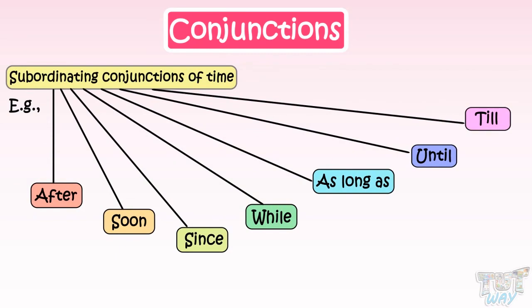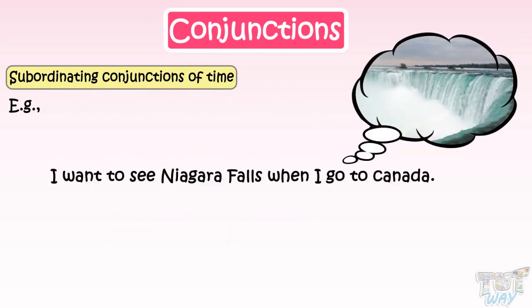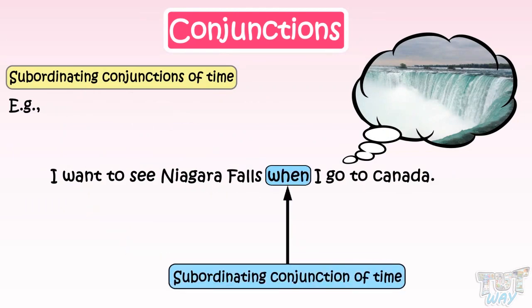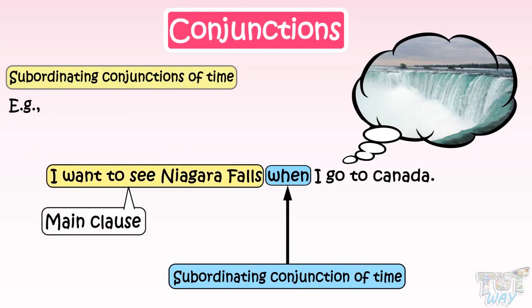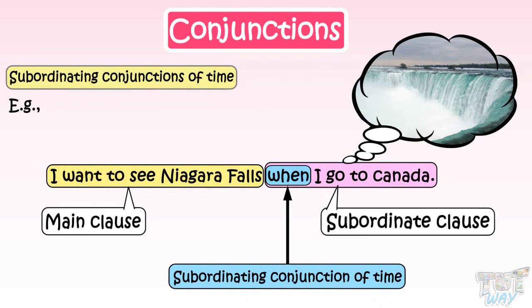Now let's see some example sentences containing conjunctions of time. I want to see Niagara Falls when I go to Canada. Here, when is a subordinating conjunction of time, as it is connecting a main clause, I want to see Niagara Falls, with a subordinate clause, when I go to Canada, and it is indicating the aspect of time.